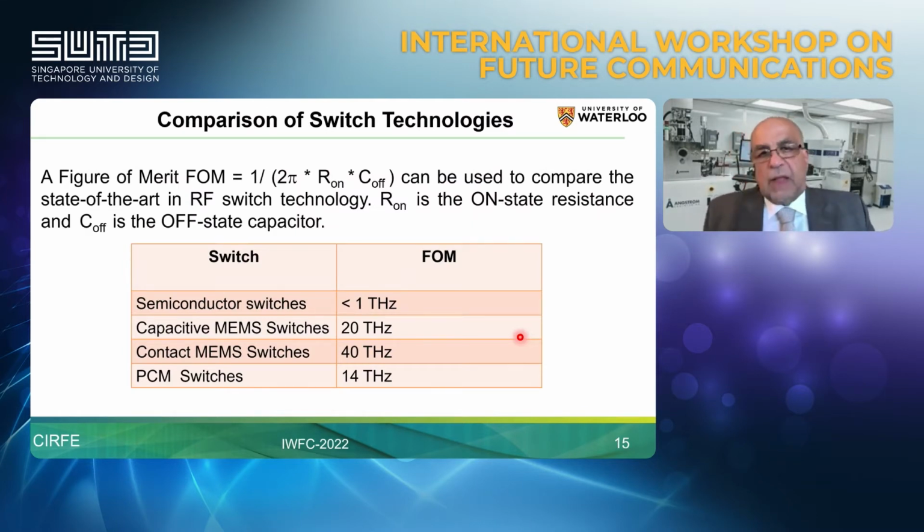Now, if you compare that in a quantitative way, the semiconductor switches versus MEMS and PCM, these are the three switches we know. And if you define the figure of merit, which is 1 over 2 pi R_on times C_off, where R_on is the on resistance and C_off is the off capacitance, you can see semiconductor switches have less than 1 terahertz. By the way, the higher the value of the figure of merit, the better the switch, because that tells you that the switch has low loss and higher isolation.